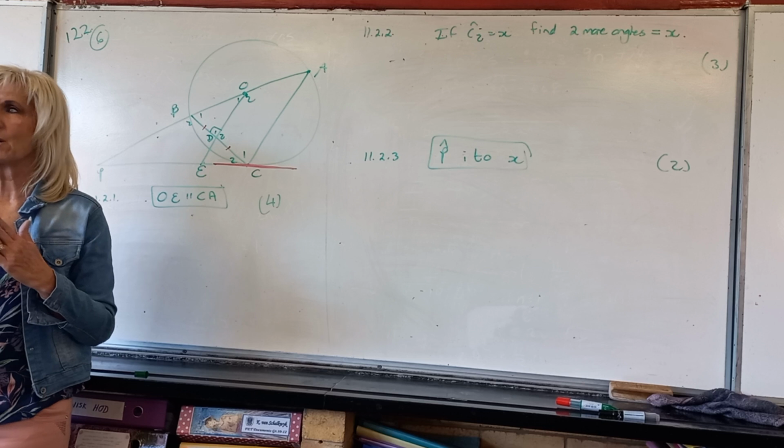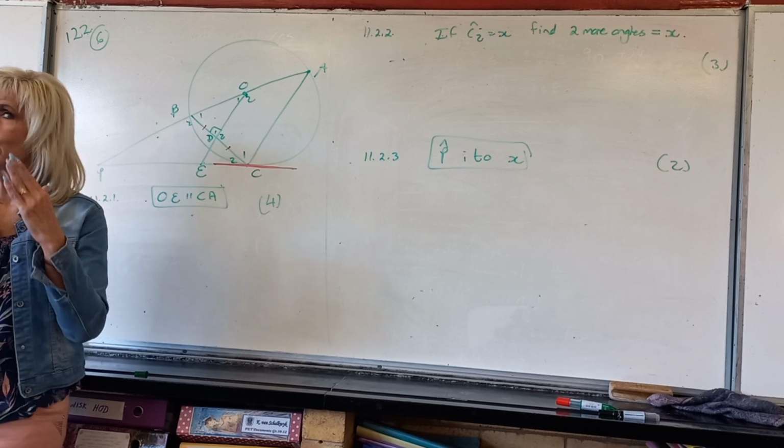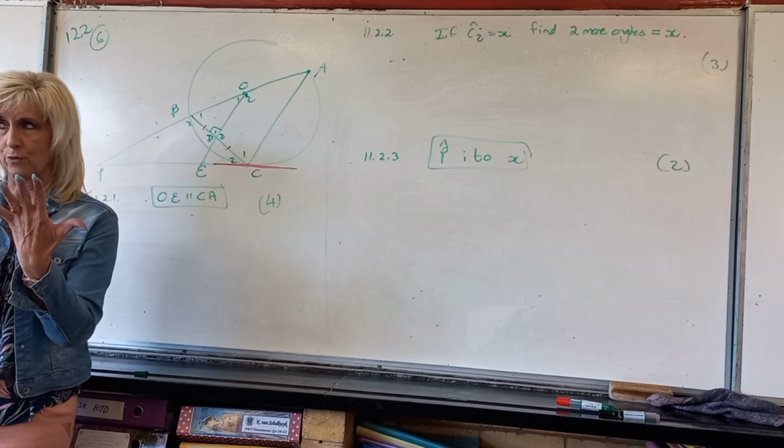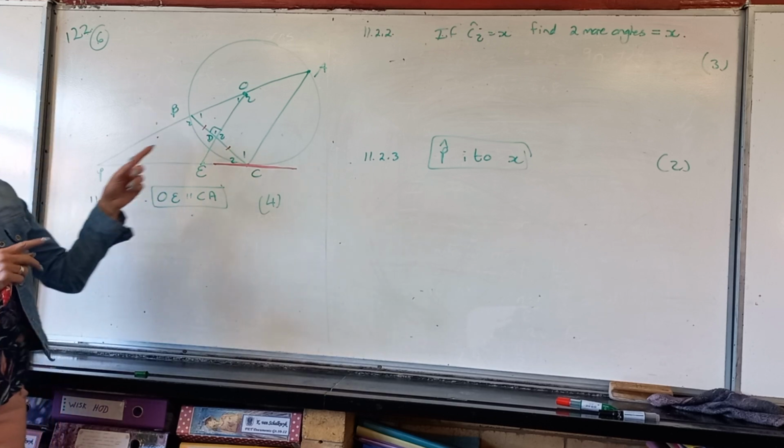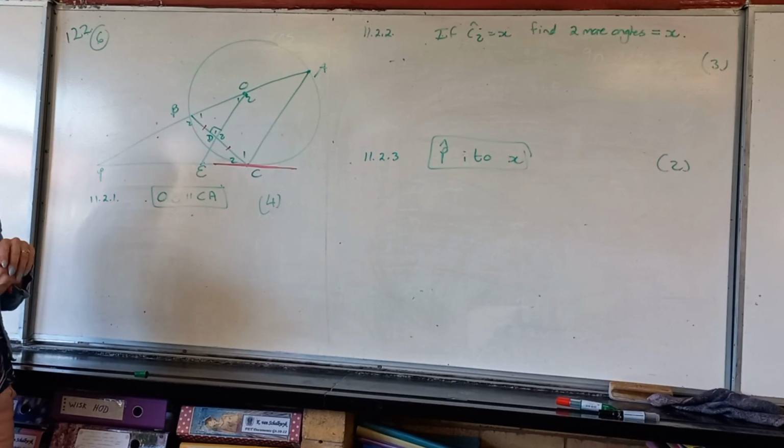Angle at the center is twice the angle at the circumference. If you don't know your ammunition, you cannot fight the war. Angle at the center is twice the angle at the circumference. Is that one there? Yes. Where? Okay, we could do it, but that's actually theorem 3.